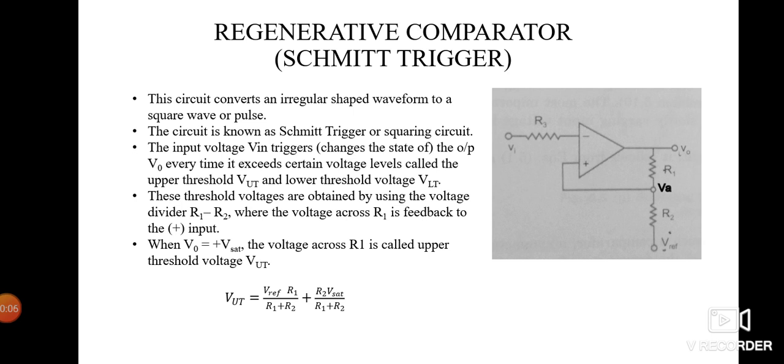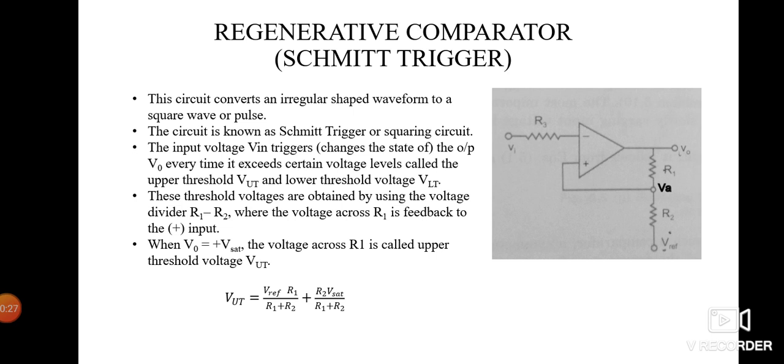The Schmitt trigger is otherwise said to be a regenerative comparator. In this case, we have positive feedback, as in this circuit diagram. If positive feedback is added to the comparator circuit, the gain can be increased greatly.